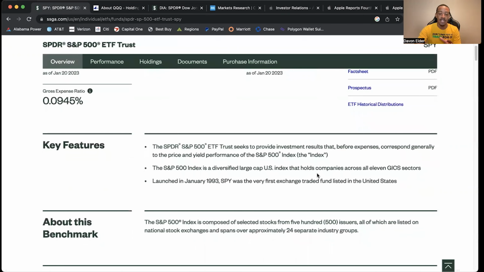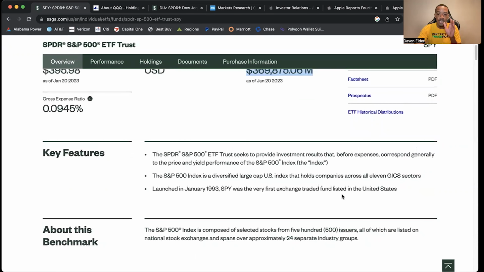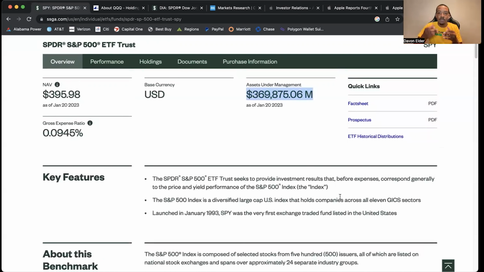And so if you think about the S&P 500, understand what it is, okay? The S&P 500 is a diversified large cap US index that holds companies across all 11 sectors. And the S&P 500 is composed of selected stocks from 500 issuers, all of which are listed on national stock exchanges and spans approximately 24 separate industry groups, right? And so the S&P 500 is considered the stock market, okay? It is considered the index.